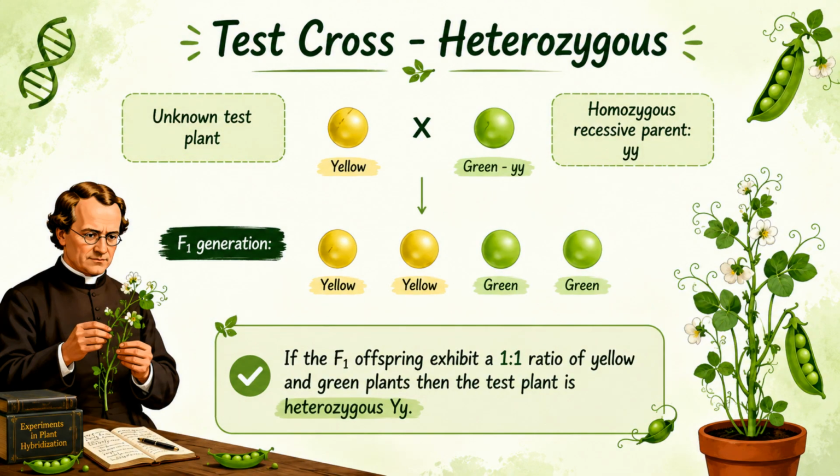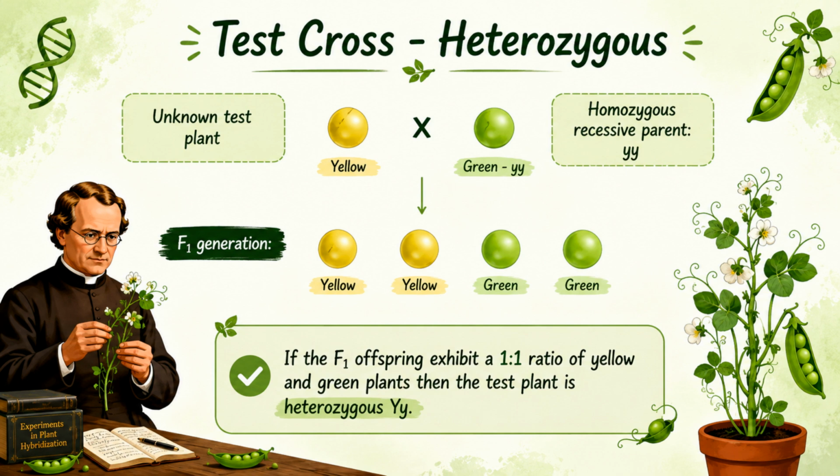Now, students, let us look at the second possible outcome of a test cross. In the previous example, all offspring were yellow, and we concluded that the unknown plant was homozygous dominant. But what if the results are different? Let us see. Again, we start with a yellow seed plant whose genotype is unknown. We know that yellow color is dominant, but we do not know whether this plant is homozygous or heterozygous. To find out, we perform a test cross. The unknown yellow plant is crossed with a homozygous recessive green plant, yy. Now observe the offspring carefully.